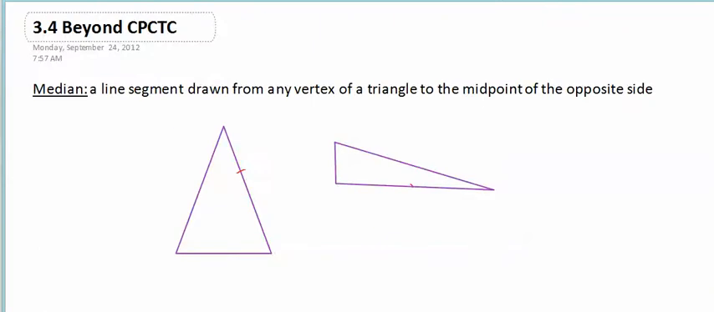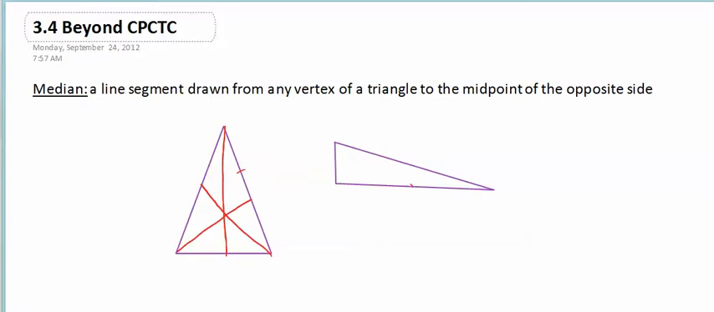We're going to start section 3.4 by going over some definitions about triangles. The first definition is called a median. A median is a line segment drawn from any vertex of a triangle to the midpoint of the opposite side. Every triangle has three medians coming from each one of the vertexes.